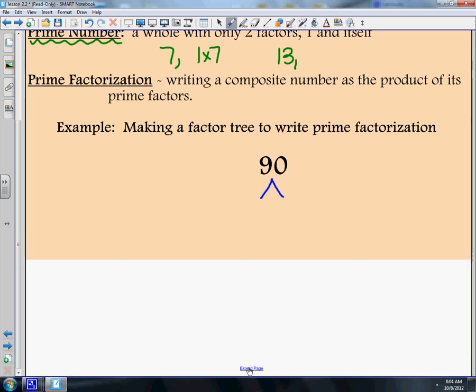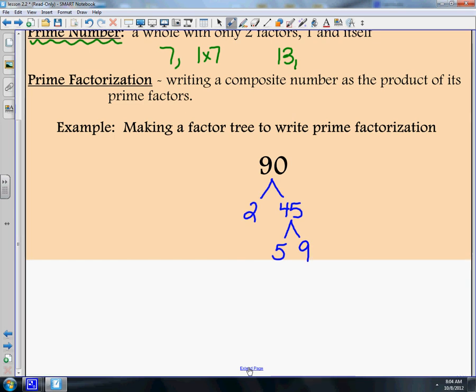So you could do 3 times 30. You could do 2 times 45. You can do anything you want. So I'm going to do 2 times 45. And then 2 is a prime number because it only has 1 and itself. It doesn't go any farther. So 45 is 5 times 9.